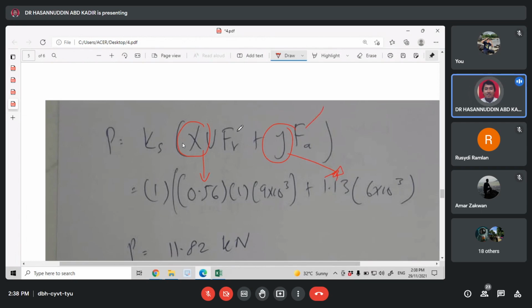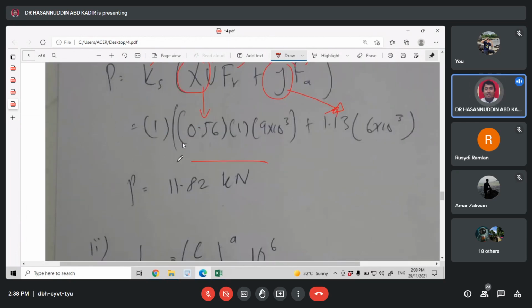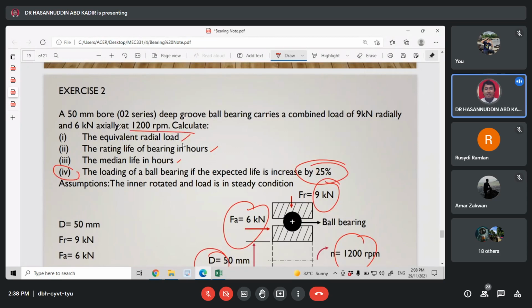FA you know, FR you know, KS you know, V also you know, then you get the value of P here that we call the equivalent radial load. Okay, we call it equivalent because it is a combined load, not purely radial. This one is not 9 kN, no. This one is the equivalent radial load.